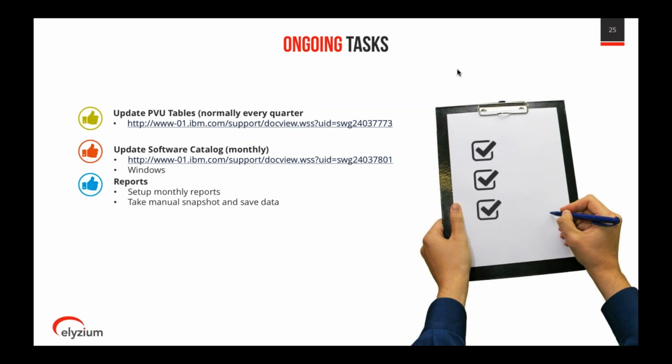And the last thing that you'd want to do is set up monthly reports. Again, you don't have to do this monthly; it's required every quarter. But with the new version, you can set up timers to automatically produce those reports and email them to you as well. The last step is today still a manual process: you have to go into the product and take a manual snapshot and save the data for any potential audits.